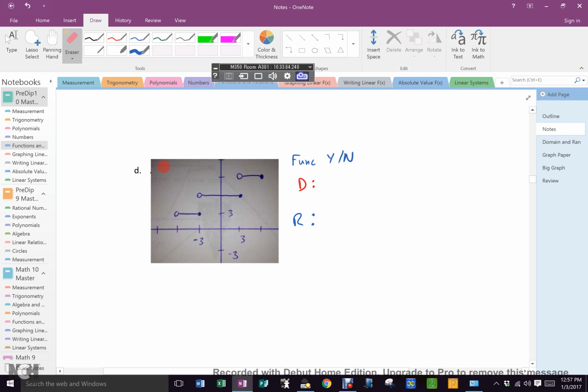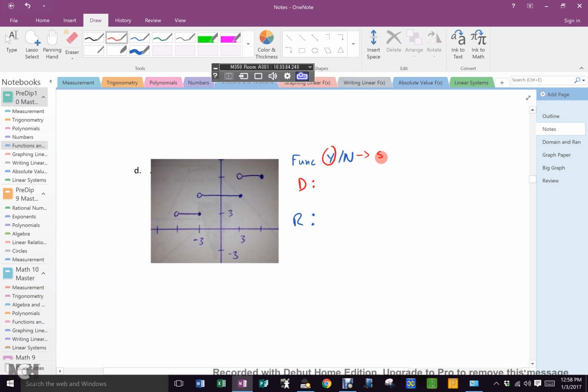Oh, wait, let me use a better color. The vertical line test. What happens right there? It hits 2, doesn't it? Or does it? Bronwyn, why doesn't it hit 2? Open circle. That's not there. So this is a function.